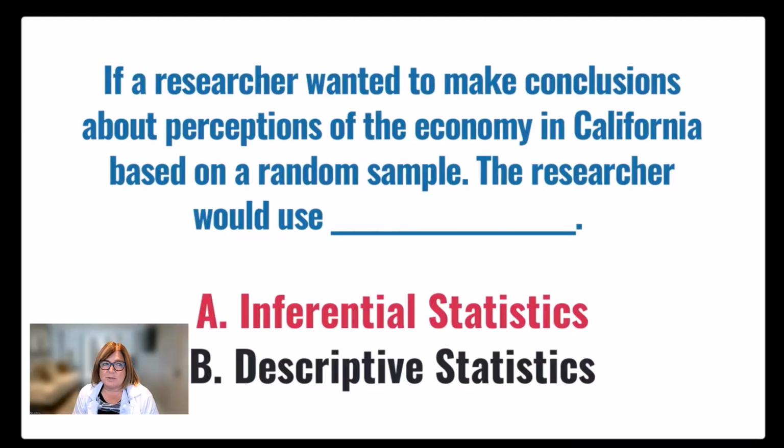For this question, we see the words random sample, and we notice that the random sample is collected in order to make conclusions about a population group, Californians. We notice that we are in fact inferring, so this is inferential statistics based on a random sample.